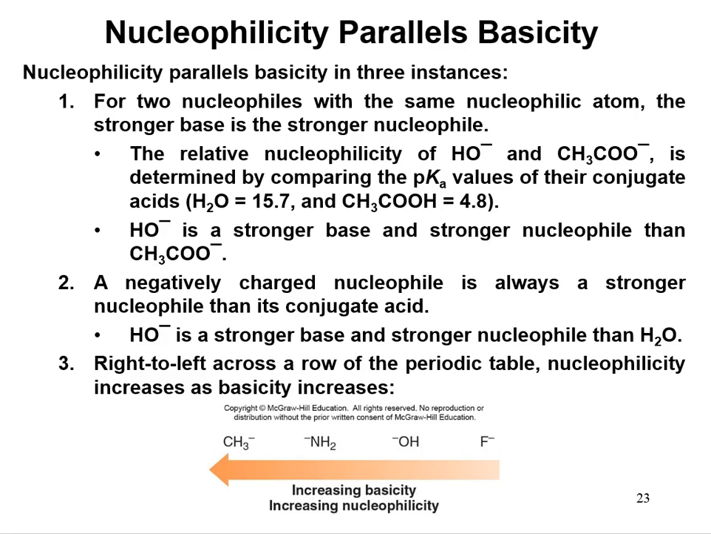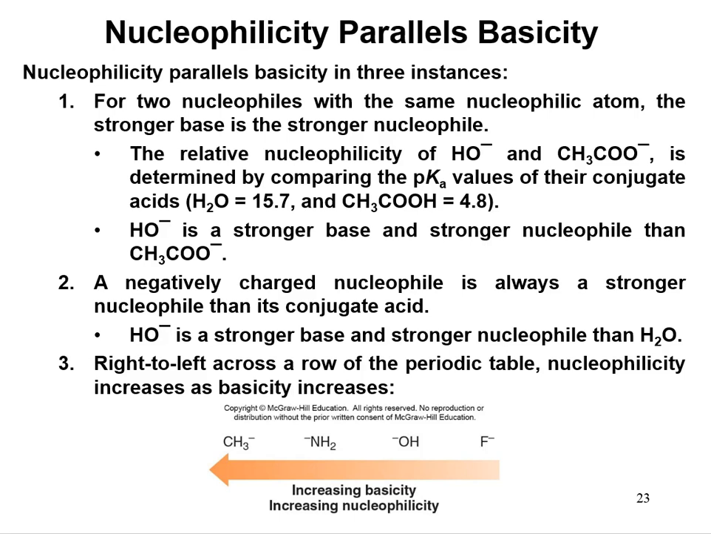The conjugate acid of hydroxide, with one extra proton, is water. That has a pKa of 15.7. The conjugate acid of acetate, with one extra proton, is acetic acid. That has a pKa of 4.8. This means that hydroxide is a stronger base and a stronger nucleophile than acetate.